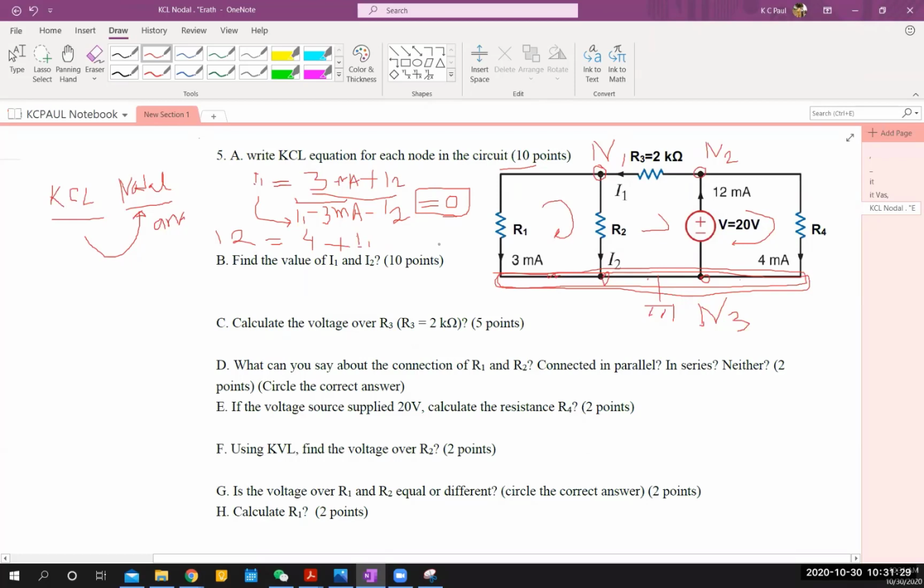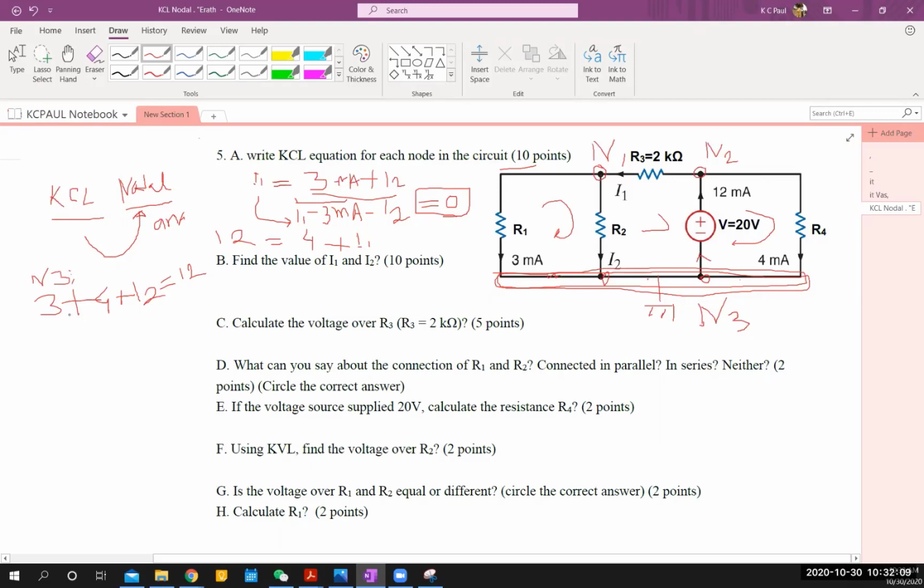And the third one, you have 1, 2, 3, 4 currents. This current is exiting only, and all of them are entering. So don't make the mistake of summing up all these 3, I2 and 4, and then equating to 12. That equation will be 3 plus 4 plus I2 equals 12. Obviously these are in milliamps. So that's for node 3, right?